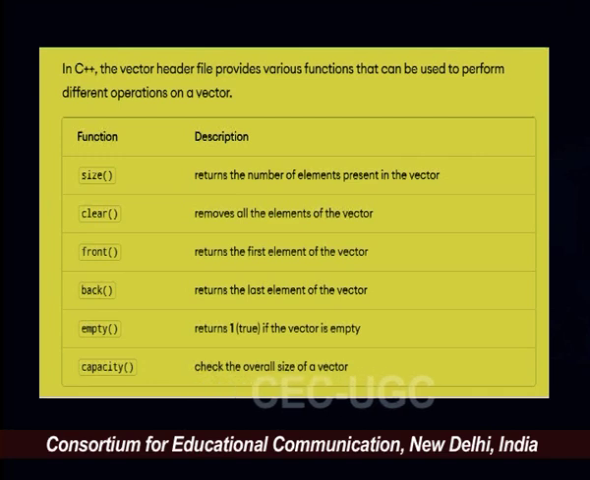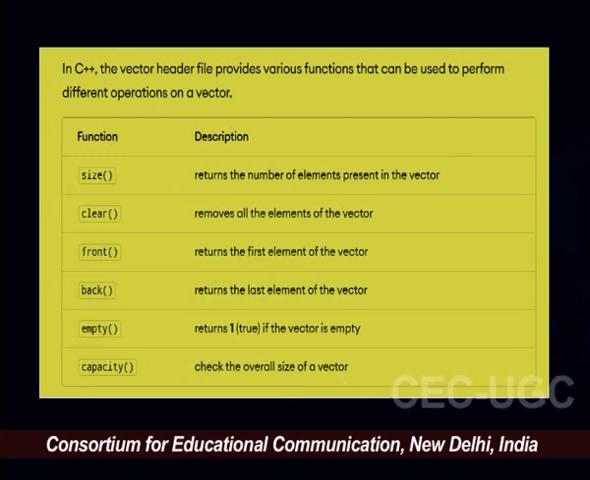Then there is a function clear which is going to clear all the contents, that means it will remove all the elements of the vector. Then we have front, which is going to return the first element of the vector as the name suggests. Contrary to this, we have back, which is going to return the last element of the vector. Then we have empty, this is going to return 1 or true if the vector is really empty, and if the vector is having some elements, this will not return 1, instead this will return false.